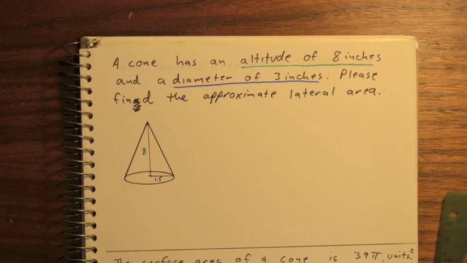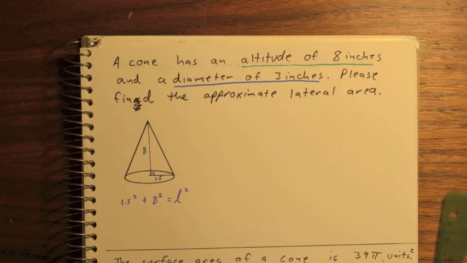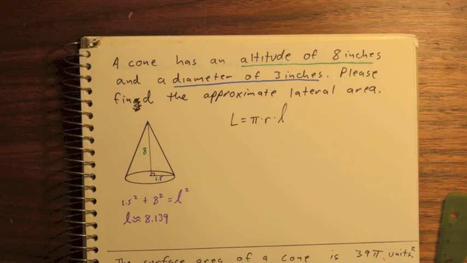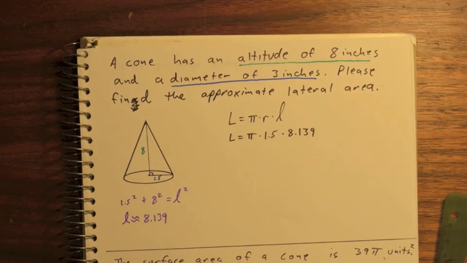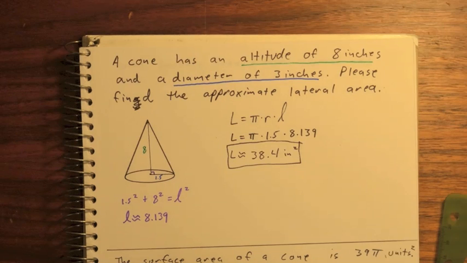So radius and altitude plus slant height form a right triangle. And so we can find the approximate slant height using the Pythagorean theorem. Approximate lateral area, pi times r times L. Stick all that into your calculator and you get about 38.4 square inches.